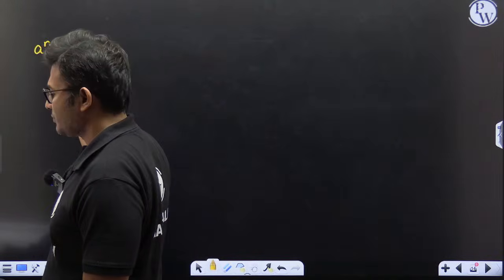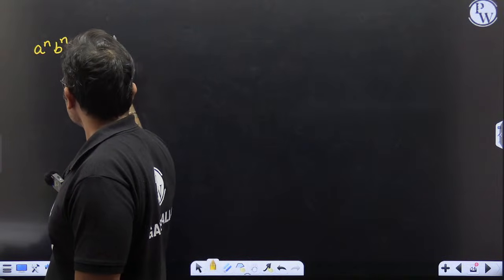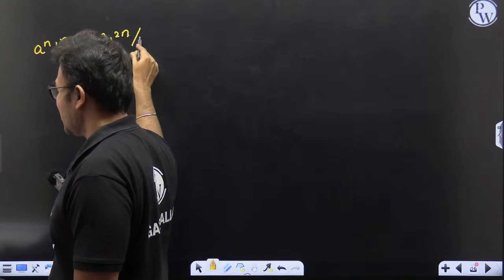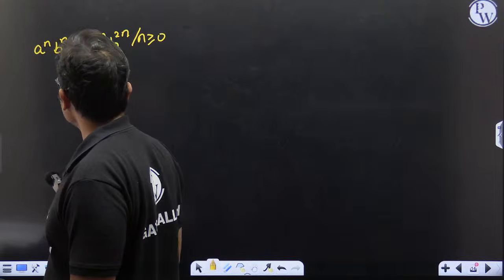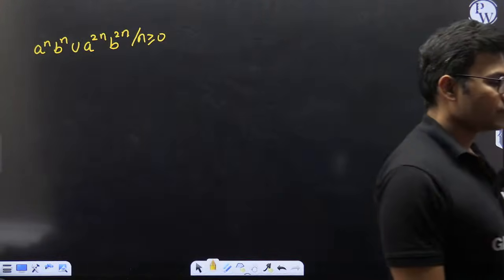A power n, B power n, union A power 2n, B power 2n, such that n is greater than or equal to 0. Right? Answer this question.